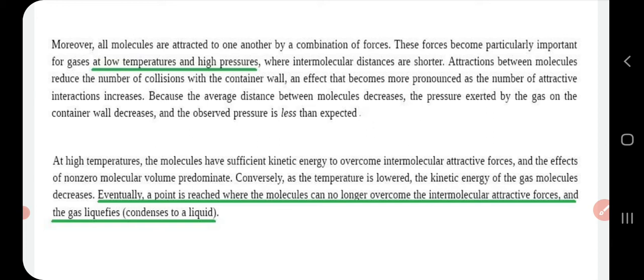Now, let us say at high temperature, the molecules will have sufficient kinetic energy to overcome intermolecular attractive forces. But as temperature is lowered, what happens to kinetic energy? Naturally, it will decrease, and finally, a point is reached where molecules can no longer overcome intermolecular attractive forces, and the gas will start to liquefy. That is, the gas will turn into a liquid.